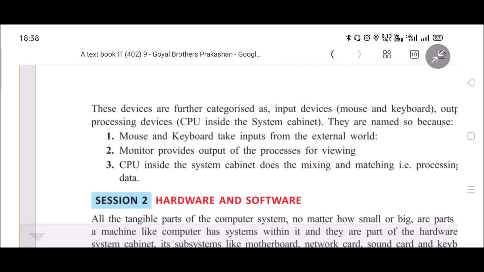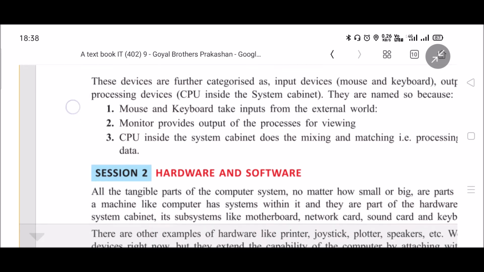Monitor provides output of the process for viewing, so we can see online what we are typing, we can see it then and there only. Whereas printer is the output device that is used to get the result on a piece of paper. If you want to print that work that you have done, then we can use printer. Other output devices are speaker to listen to the output in form of sound.